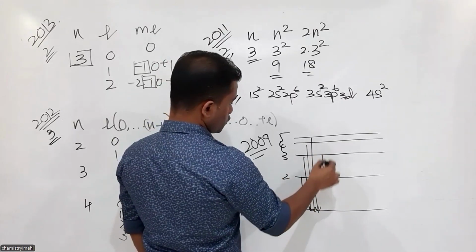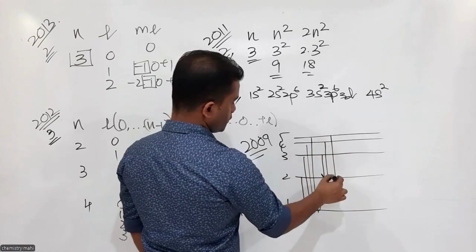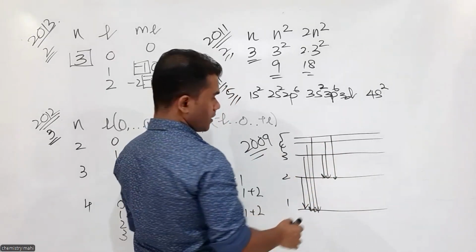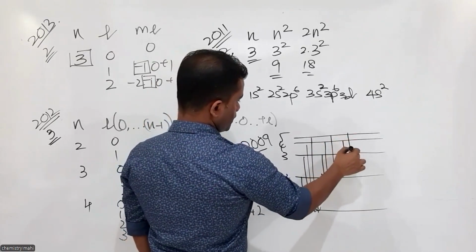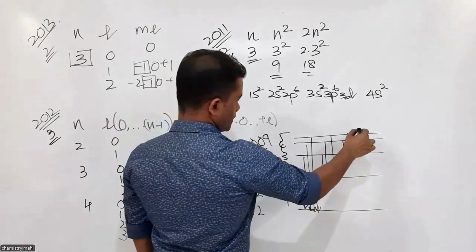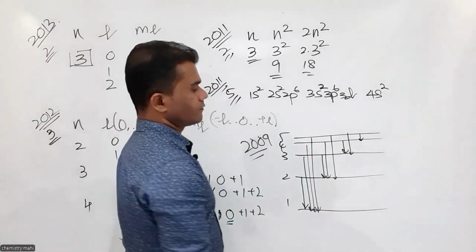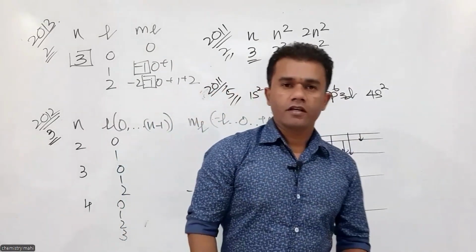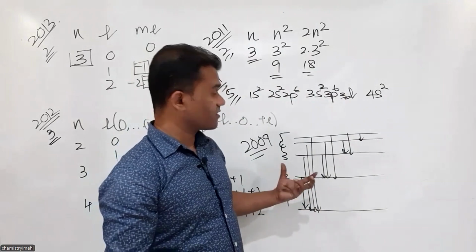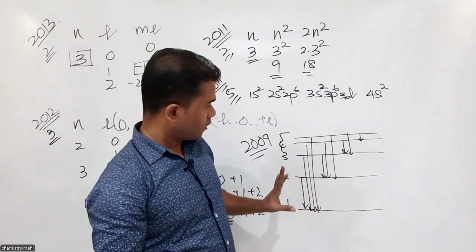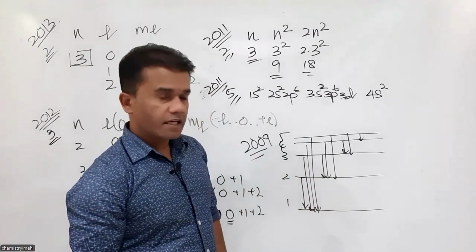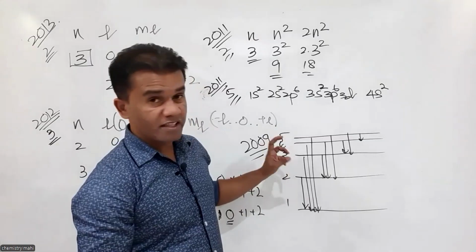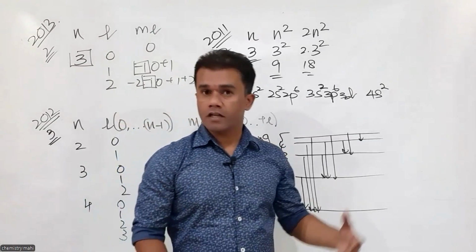Thereafter 3 to 2, 4 to 2, 5 to 2. Thereafter 4 to 3, 5 to 3. Thereafter 5 to 4. Can you see? I mean, can you give me any other electron transition possible? No, everything is now completed. Any possible electron transition within these 5 energy levels is now completed.